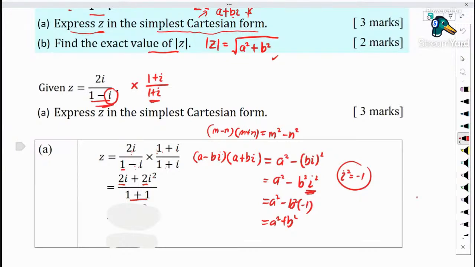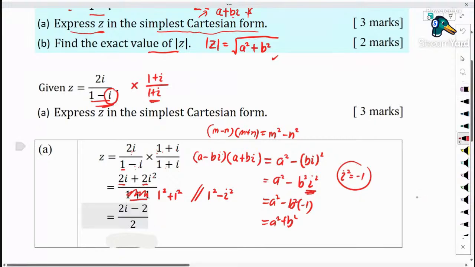Maybe for this part, to have a better reference, let me write it as 1 squared plus 1 squared. Or maybe if you don't like it this way, you can also write it in the form of 1 squared minus i squared. Then we simplify our answer. You find out that the result is 2i minus 2 over 2.